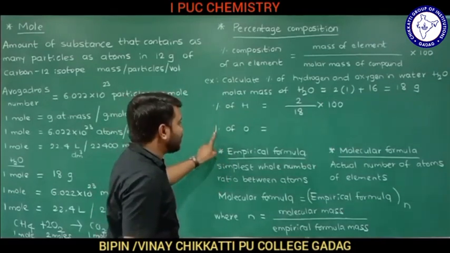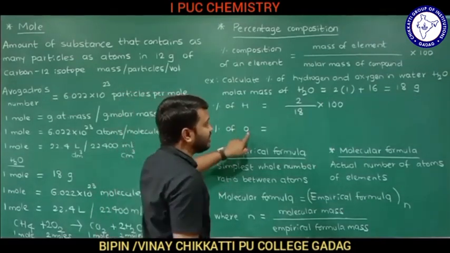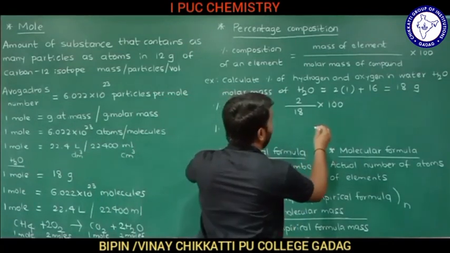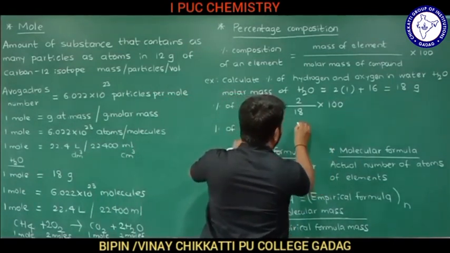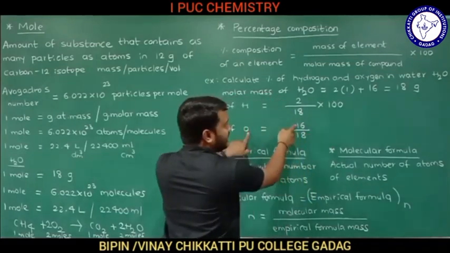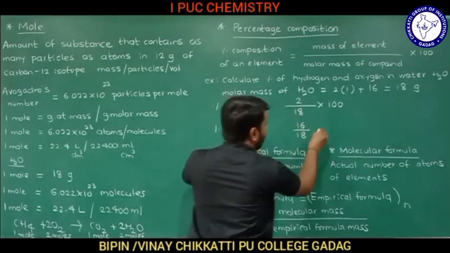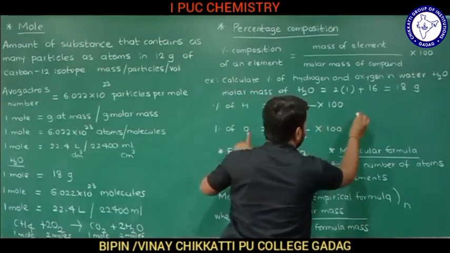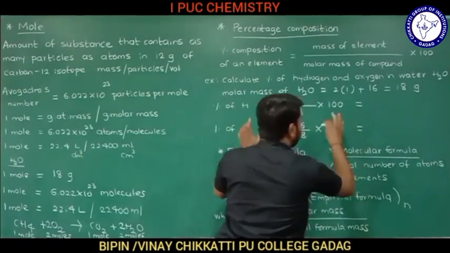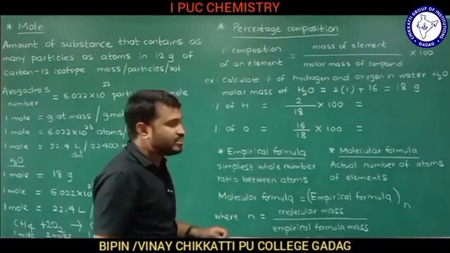The second one is the percentage composition of oxygen. How many oxygen do we have here? In case of oxygen, O, that is 16. Divided by 18. 16 is the mass of the oxygen element, and 18 will be the molar mass, into what we have? 100 here.